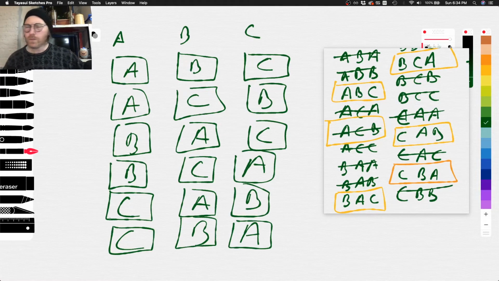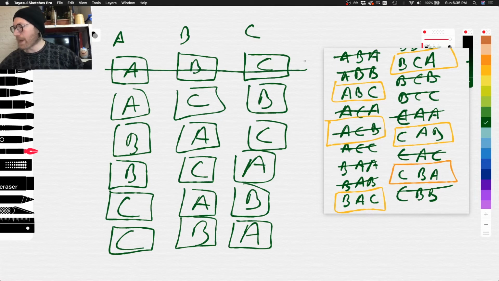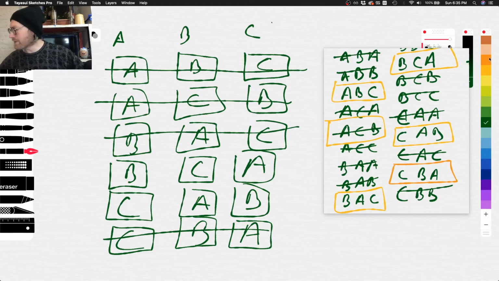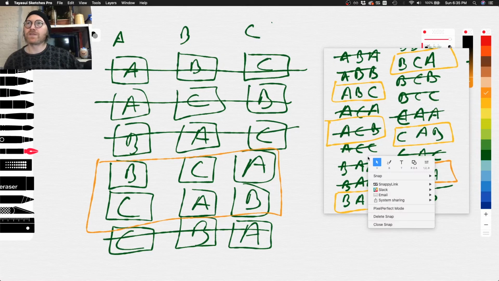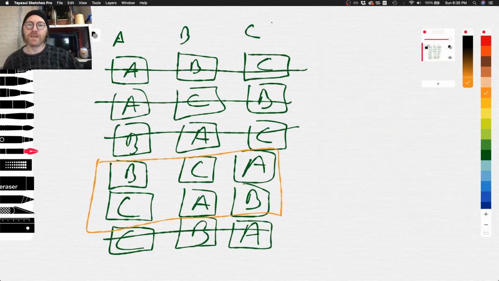So let's cross out the ones that are not derangements, right? What makes it not a derangement is that it's in the box it's supposed to be. So that one's out. That one's out. Okay, let's look down through the B's. That one's out. Let's look down through the C's. That one's out. So our derangements are BCA and CAB. Okay. So hopefully that gives a solid idea of what a derangement is.